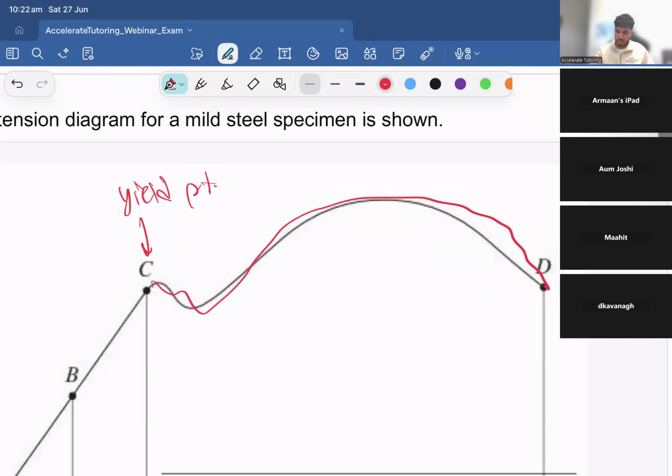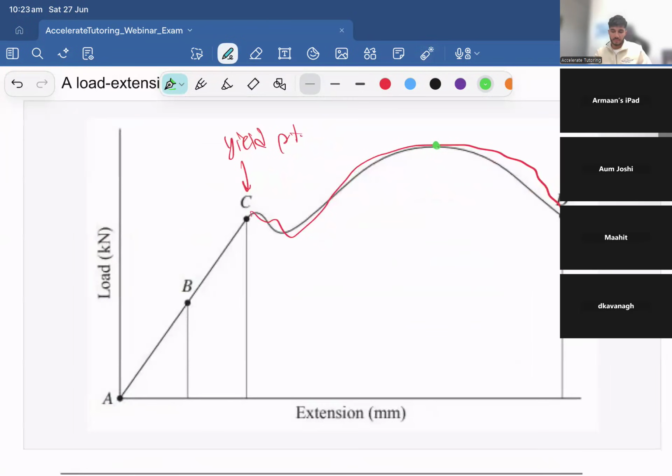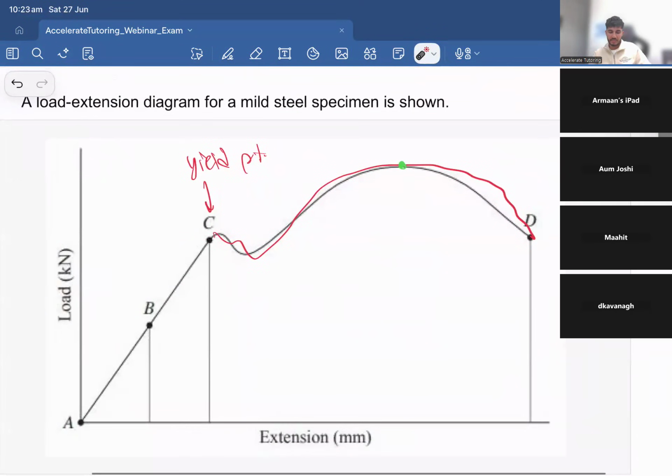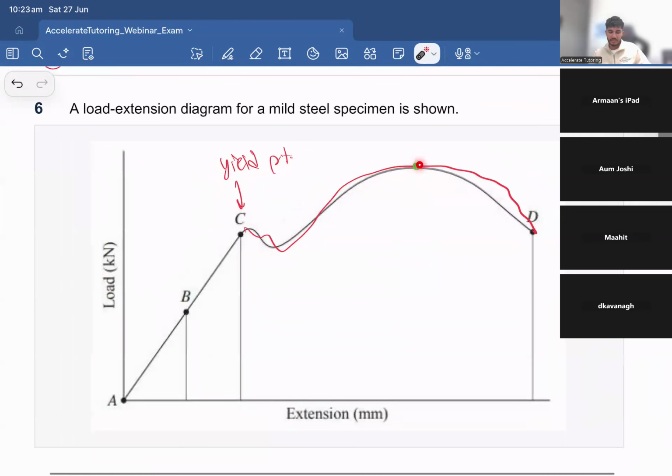Now, can someone tell me what this point over here is called? And I will say one thing is that this is a load extension graph. So there is a difference in terms of the name. So what is this point called? Tell me the abbreviation, tell me the full name. You can chuck it into the chat or unmute yourself and say it out loud. But what is that point called? So the highest point on a stress strain or a load extension graph for a steel specimen. What is that point called?